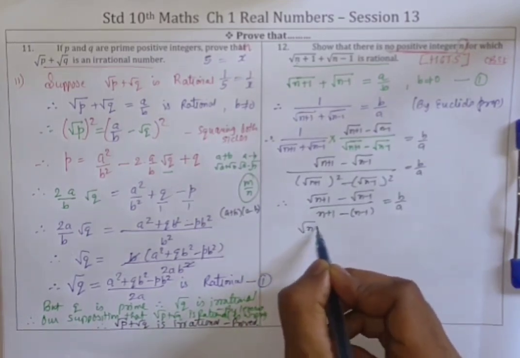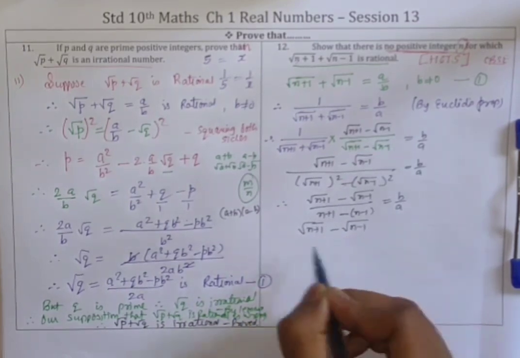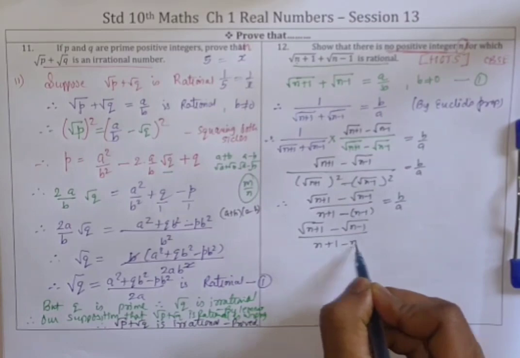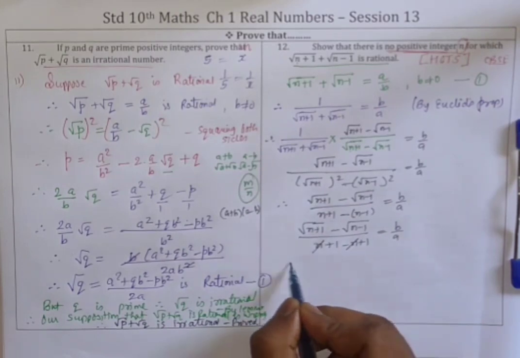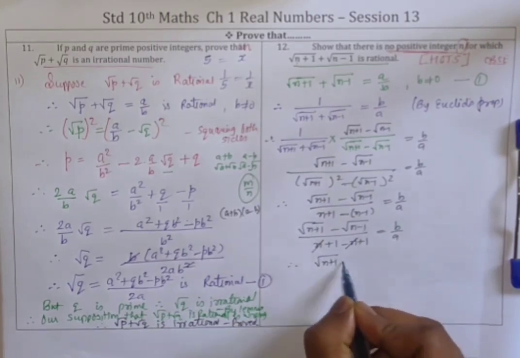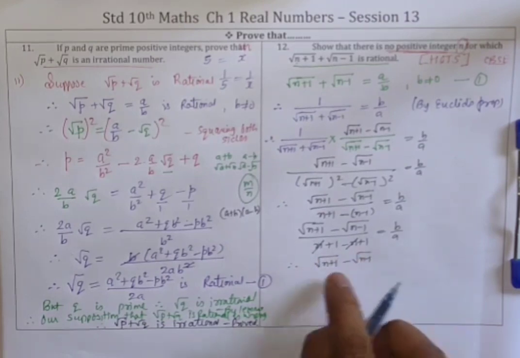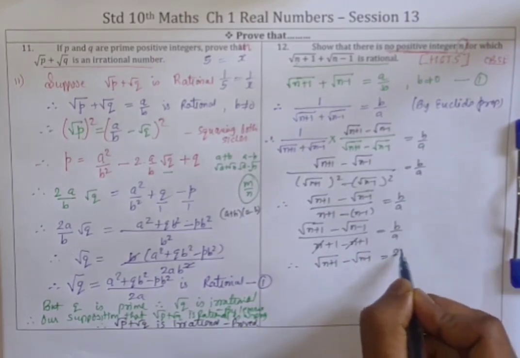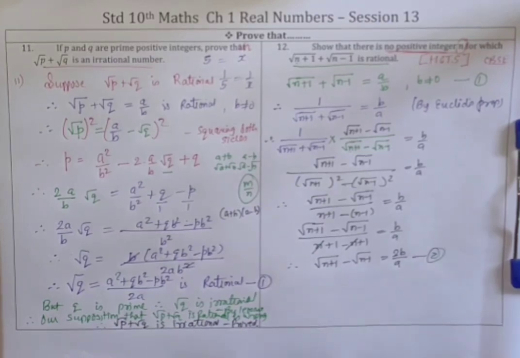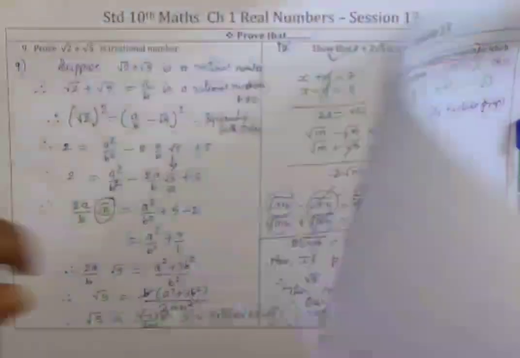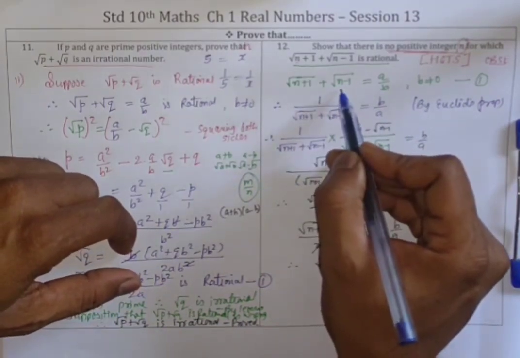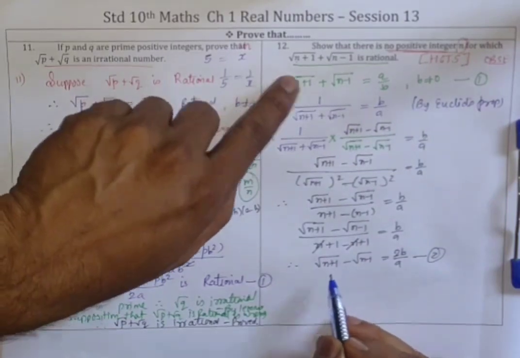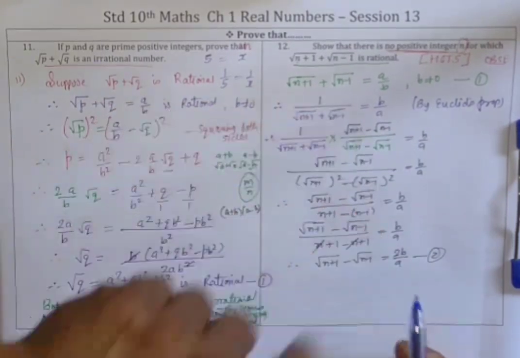Open the bracket, (√(n+1) − √(n−1)) upon (n + 1 − n + 1) is equal to b upon a. प्लस n माइनस n कैंसल्स, therefore √(n+1) − √(n−1) upon, this 1 + 1 = 2, डिनोमिनेटर में मैं ऊपर ले जाता हूं, so it becomes 2b upon a, and that is result 2. देखो मैंने कुछ यहां बताई थी बात एलिमिनेशन, वो ही चीज आ गई रिजल्ट 1 में. √(n+1) + √(n−1) is equal to a upon b. √(n+1) − √(n−1) is 2b upon a.